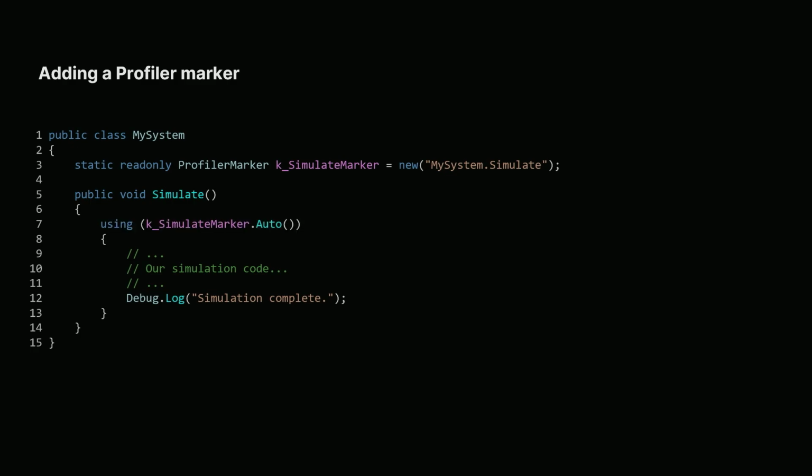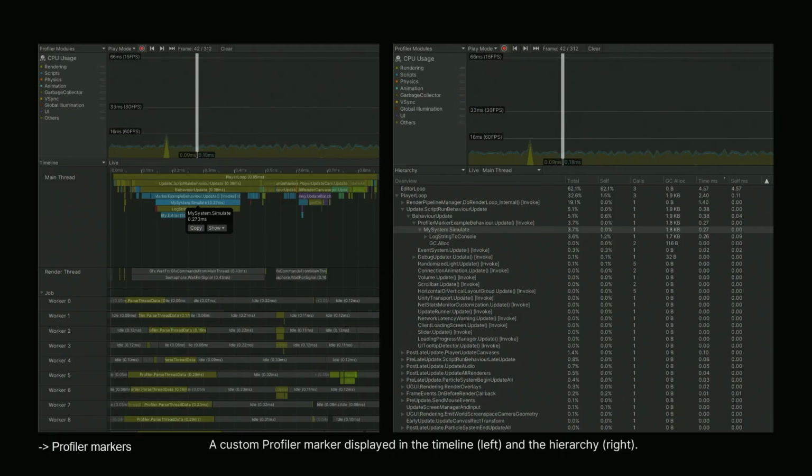So here's how that looks in the profiler. On the left, we have the timeline, and you can see our custom marker, MySystem.Simulate, which took 0.27 milliseconds in this case. You can also see our custom markers shown in the hierarchy view on the right. And you might also notice that we can infer information about our game code structure. For example, you can see that I called our simulate method from a MonoBehaviour Update by looking at its parent marker.